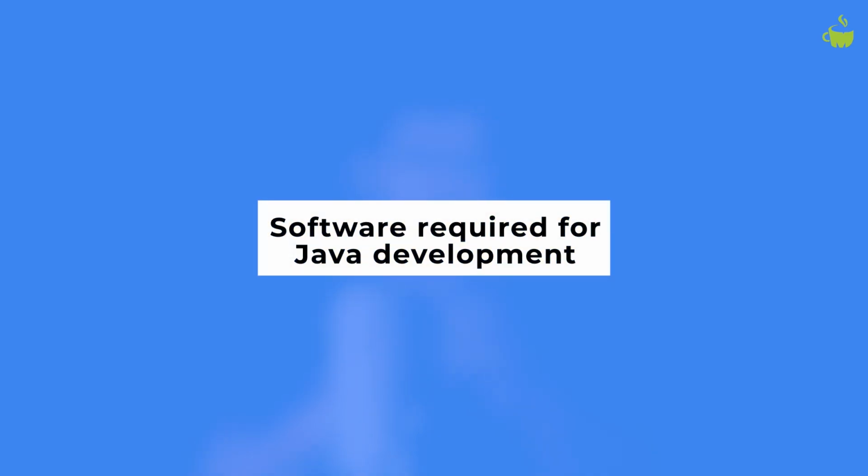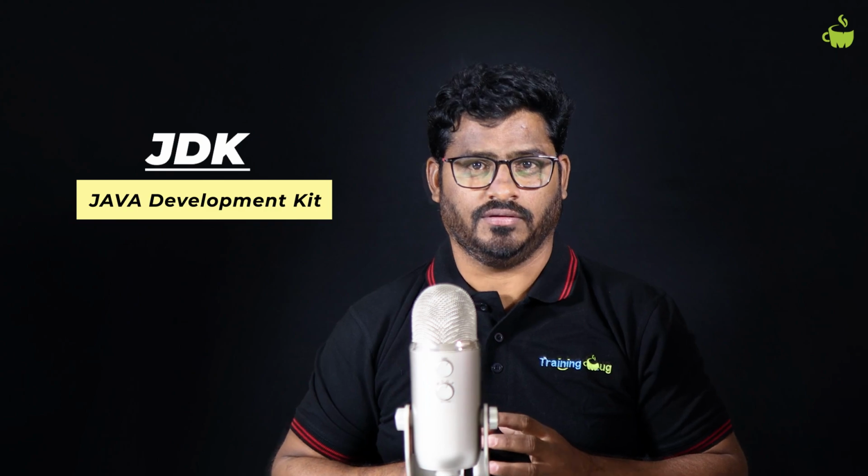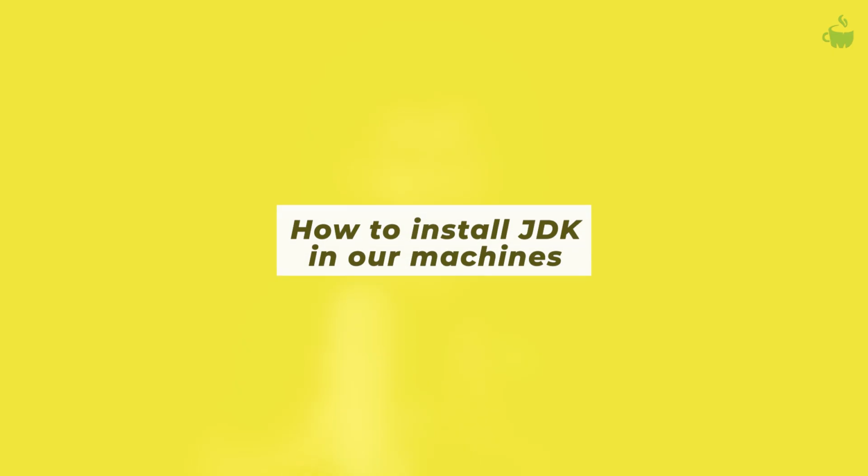In this video, we'll understand what is the software required to start our Java development. We use a software called JDK, which is called as Java Development Kit, which is part of your Java SE in order to start your Java development. Now let us see how to install the JDK in our machines.